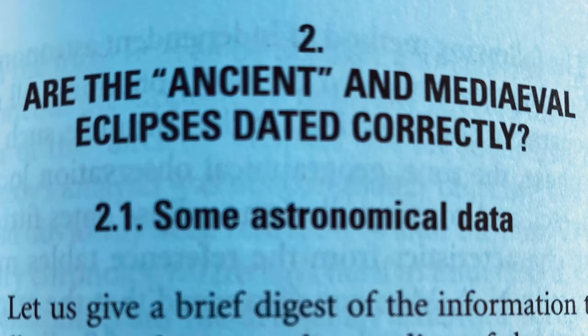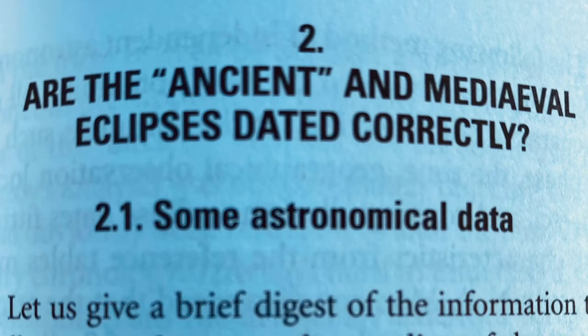Are the ancient and medieval eclipses dated correctly? 2.1. Some astronomical data. Let us give a brief digest of the information that shall ensure a better understanding of the current chapter. When the moon gets into the cone of telluric shadow, one can observe a lunar eclipse on Earth, more specifically on its nocturnal hemisphere, the one that faces the moon.